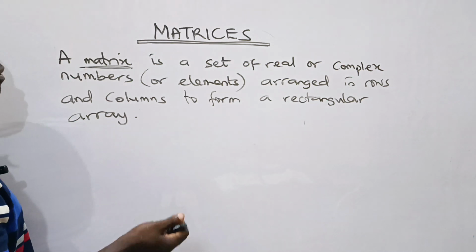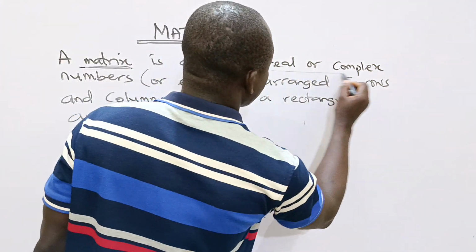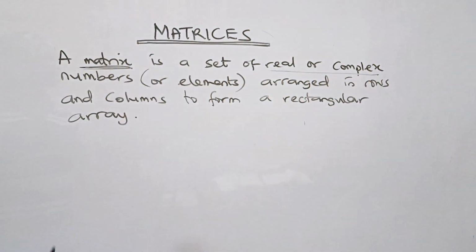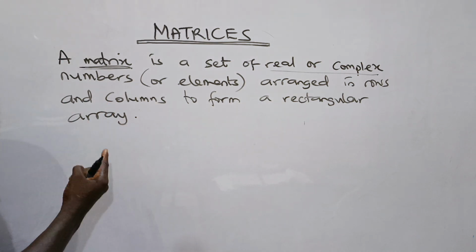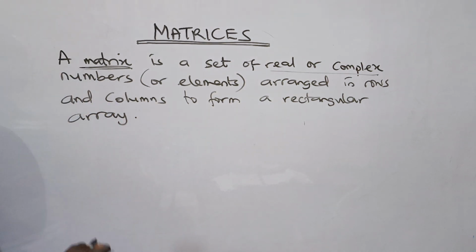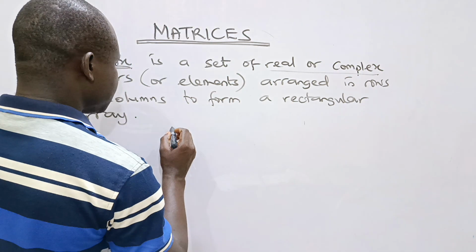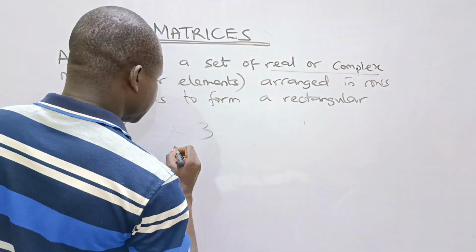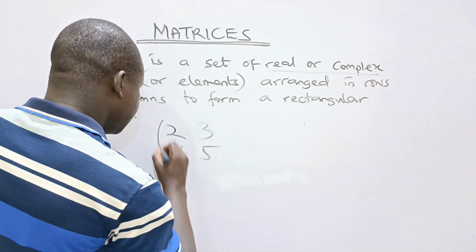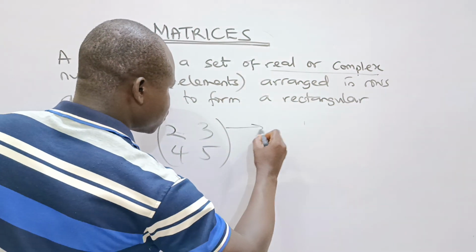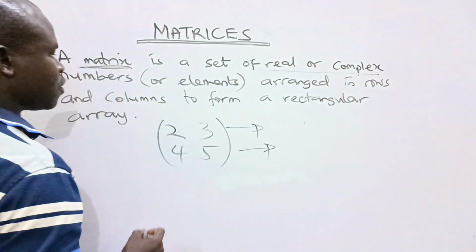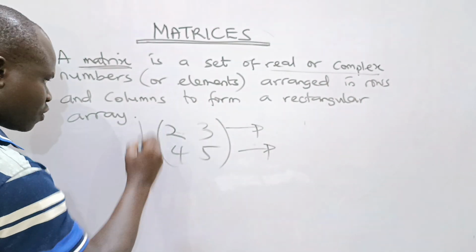So when we have a set of numbers, the set could be real or complex. Once the numbers are arranged in rows and columns to form a rectangular array, it is called a matrix. For instance, you can have something like 2, 3, 4, 5. If these numbers are arranged in this form, the horizontal arrangement is called a row, while the vertical arrangement is called a column.